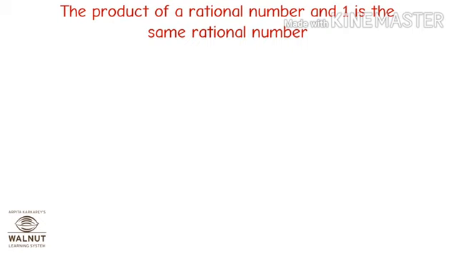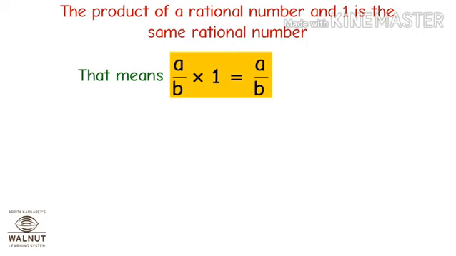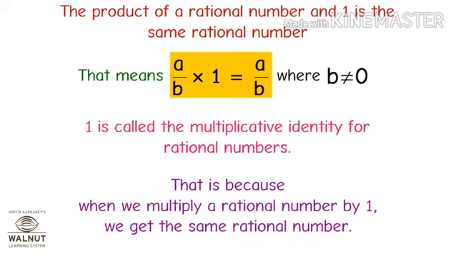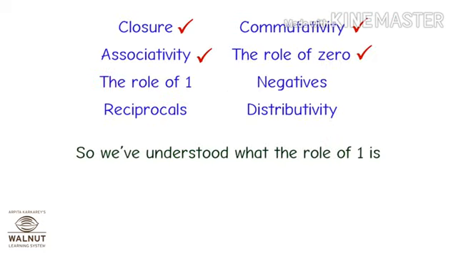The product of a rational number and 1 is the same rational number. That means a upon b multiplied by 1 is equal to a upon b, where b is not equal to 0. 1 is called the multiplicative identity for rational numbers. That is because when we multiply a rational number by 1, we get the same rational number. So, we've understood what the role of 1 is.